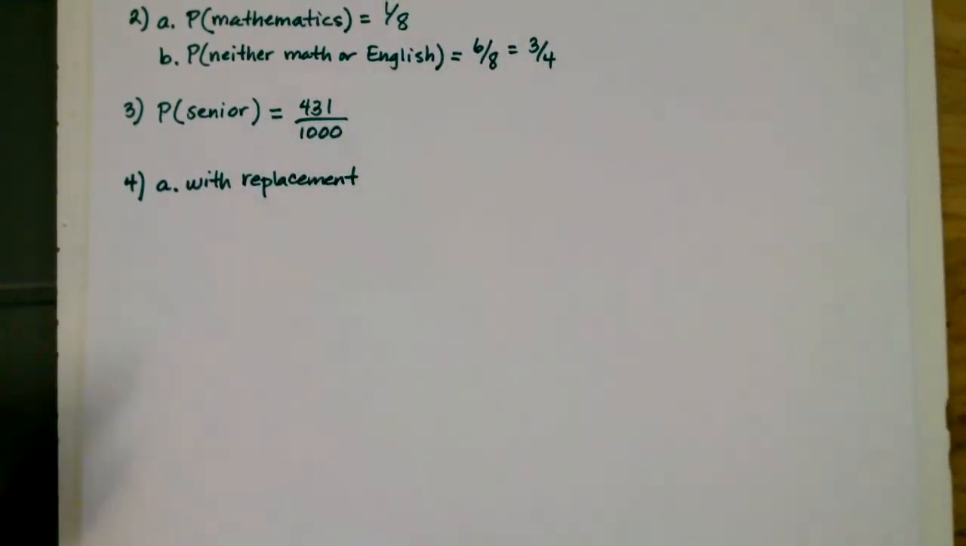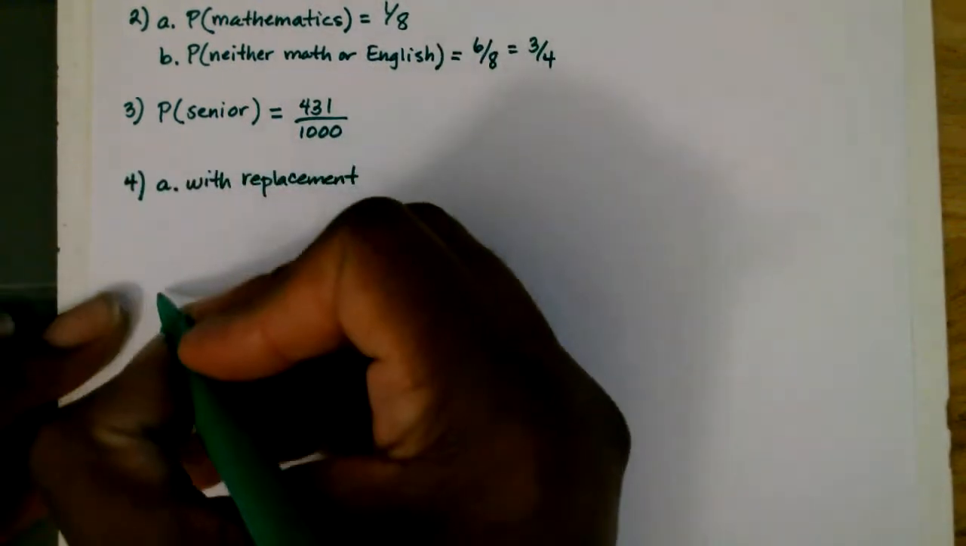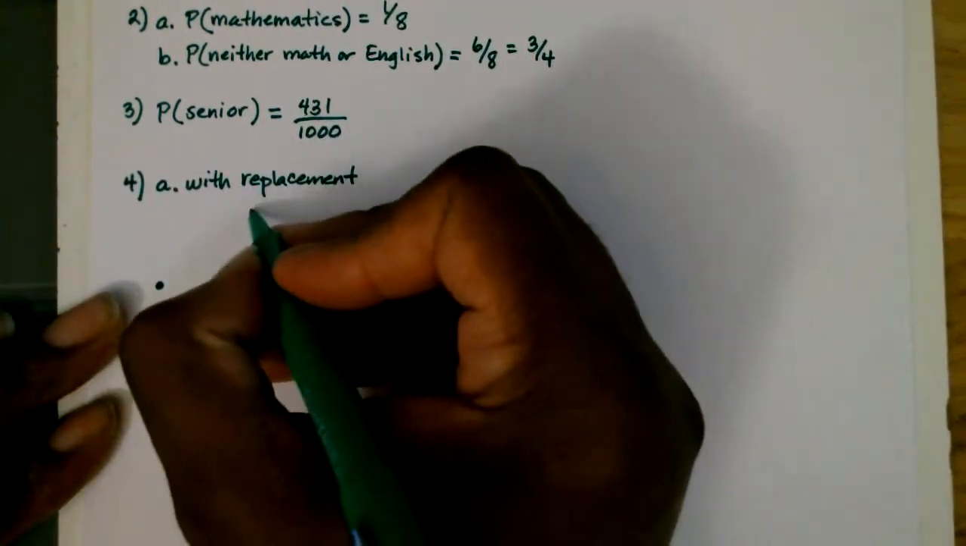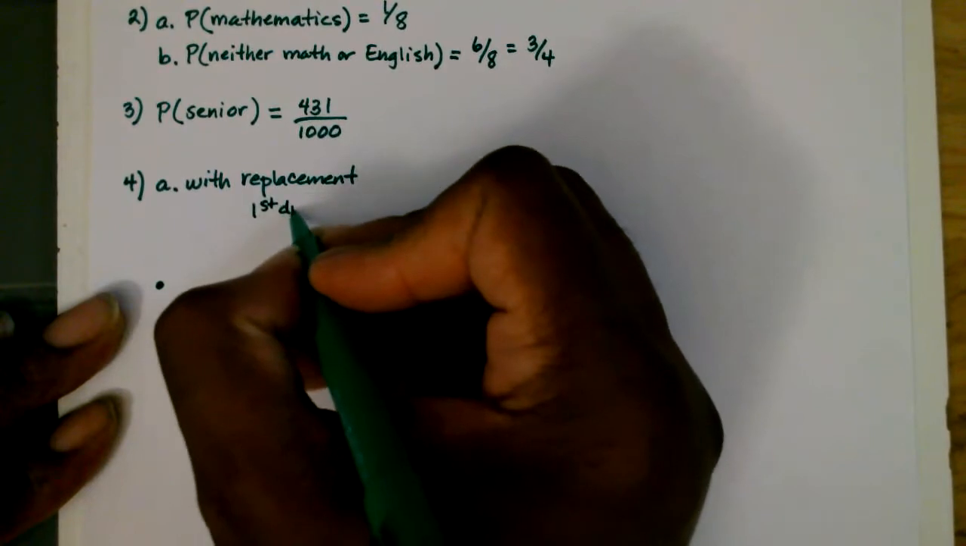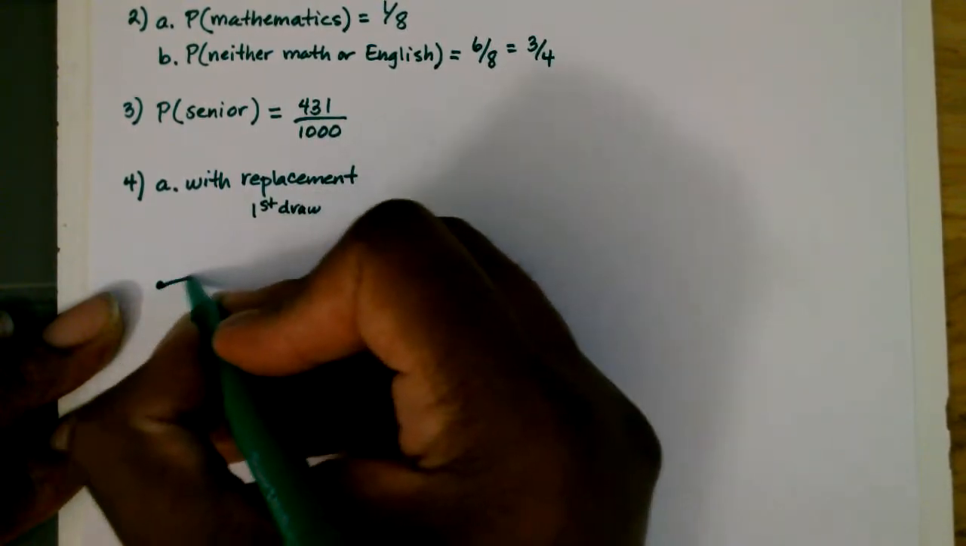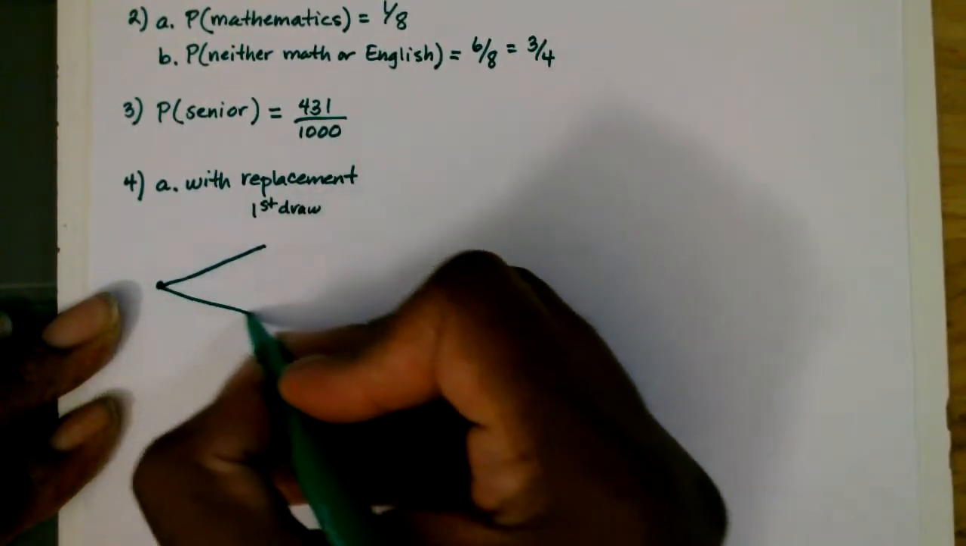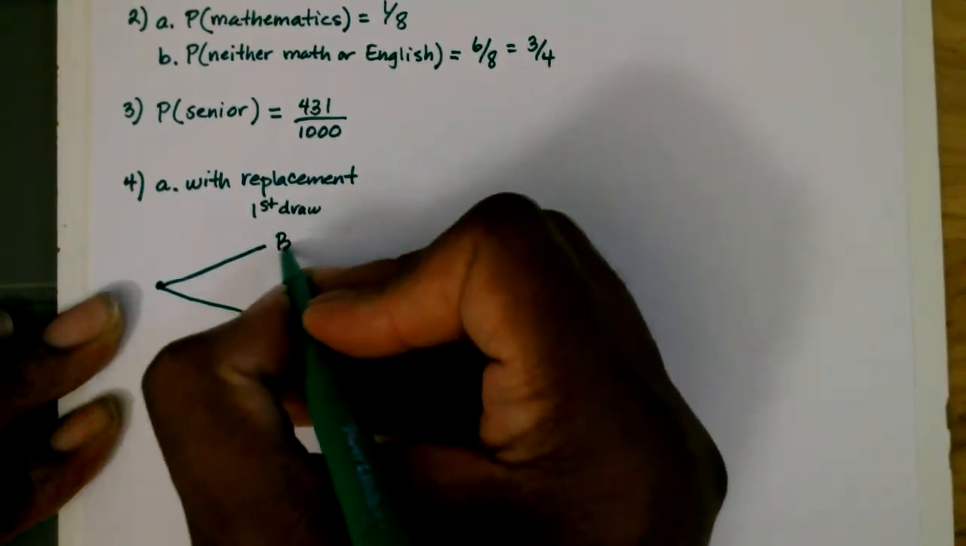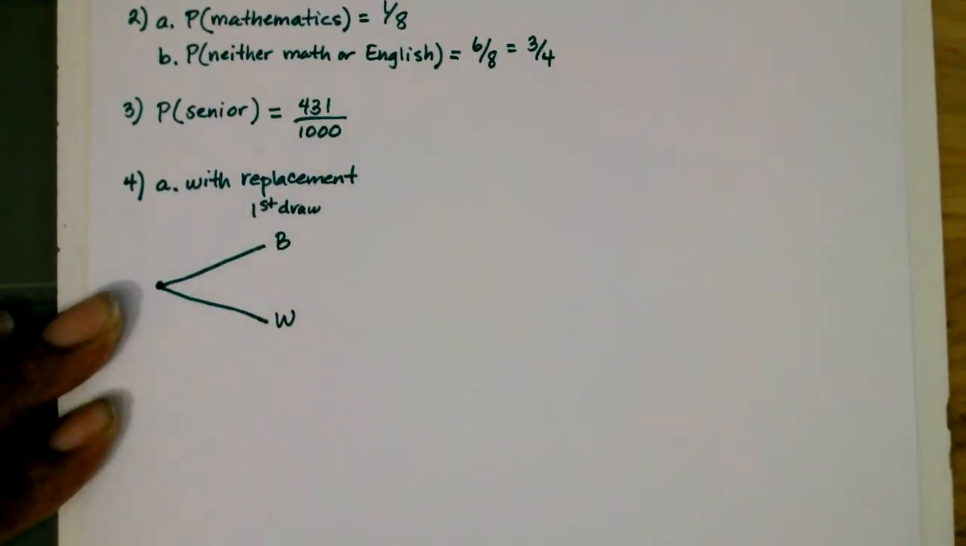All right, we draw the first ball, then put it back in the box, and then make the second draw of another ball. That's what we mean by with replacement. So on the first draw, we can draw either a black ball or a white ball. And we want their probabilities there.